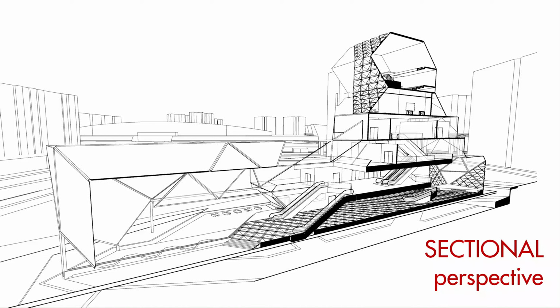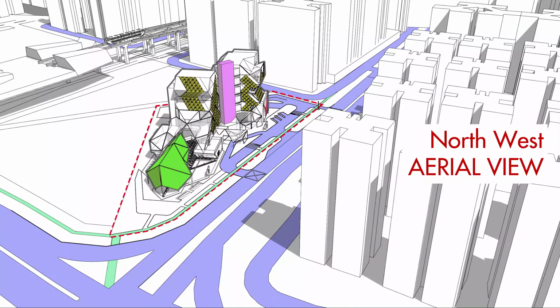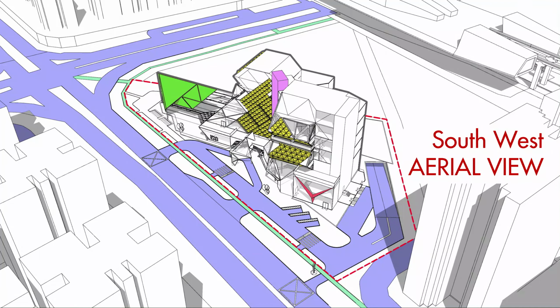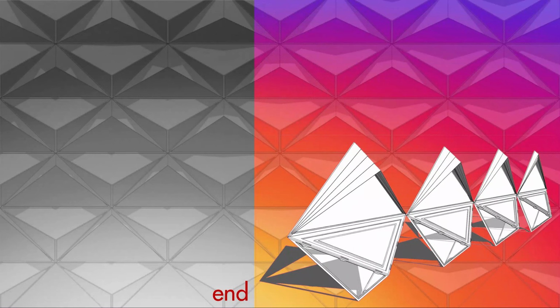And this is the section view of the whole building. And this is the aerial view of the whole development. So, with this Tetra V2 facade exploration, it can be concluded that the facade works at a level where optimum daylight radiation and lux levels could be achieved when these 5 daylight strategies are implemented through the design variants of these facade explorations. And with that, thank you.